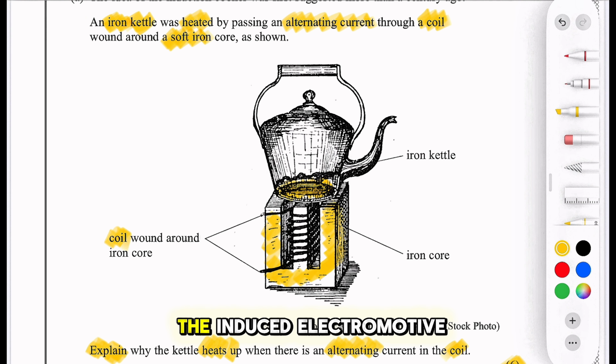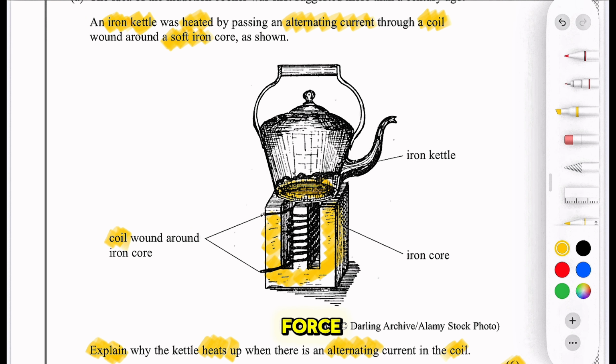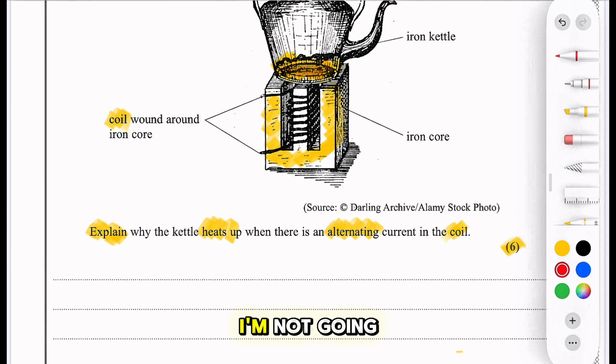I'm thinking about the induced electromotive force, and there is a current at the lower part here of the iron kettle. The most important thing is I'm not going to ignore the concept of having an electric current through the coil. We have, let me say this is positive and this is negative. The iron core is going to be magnetized.